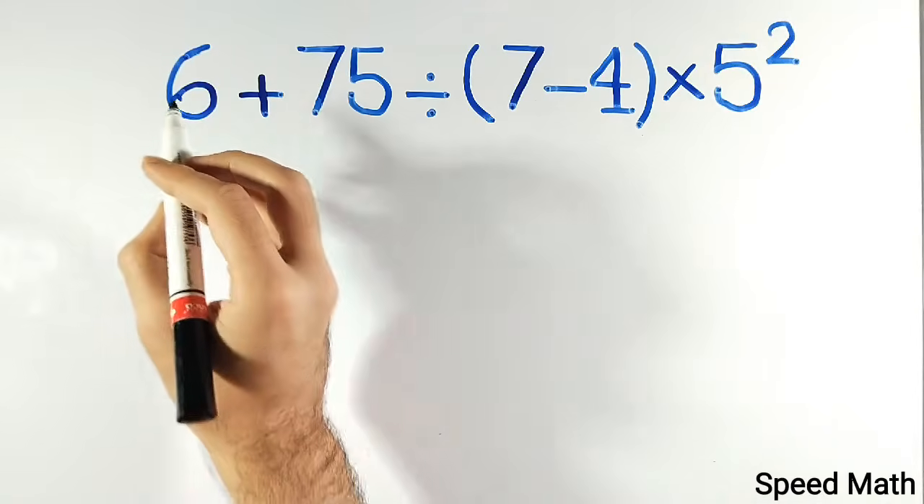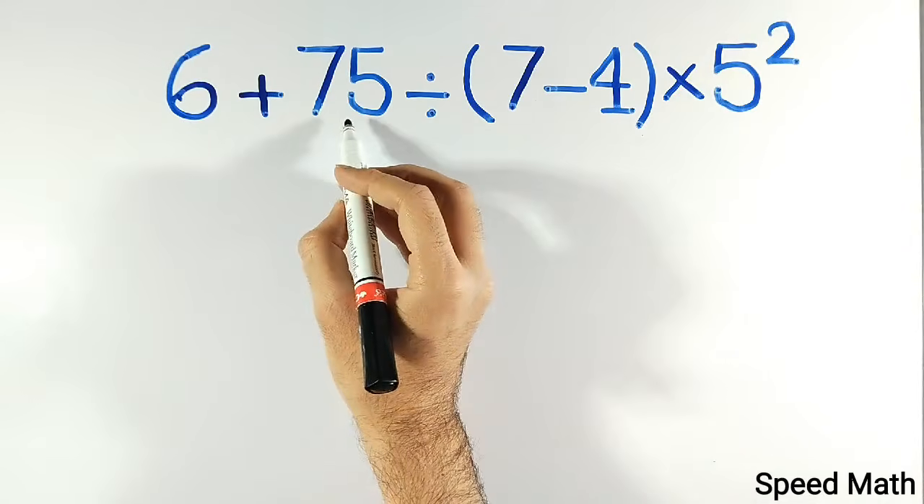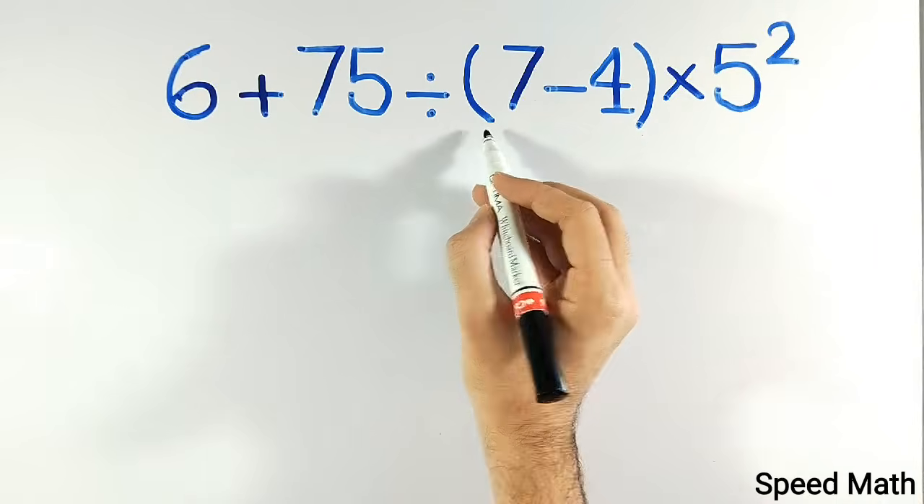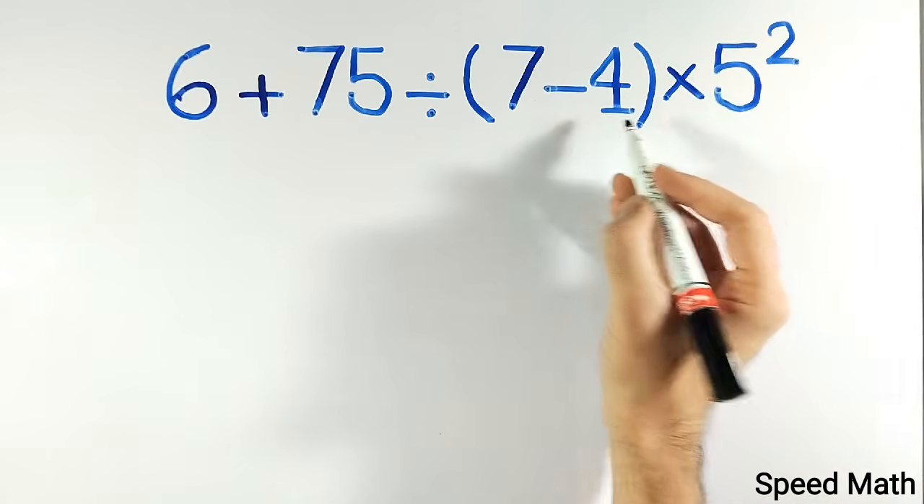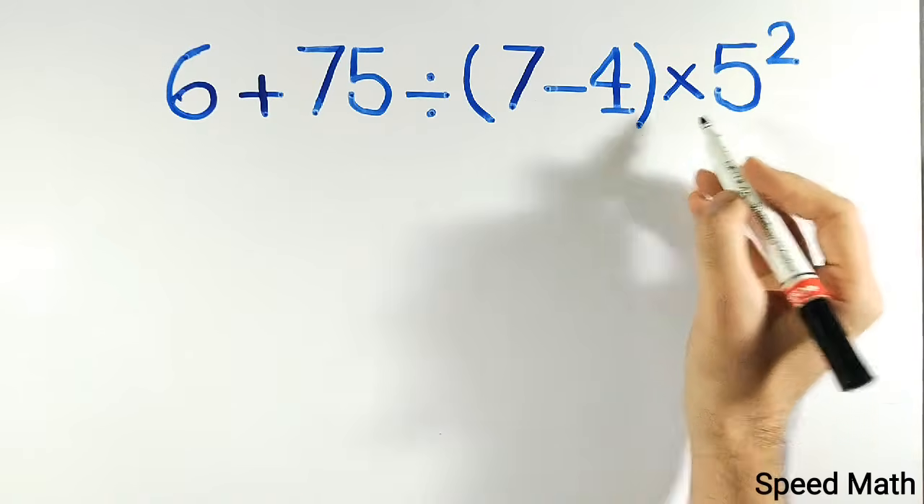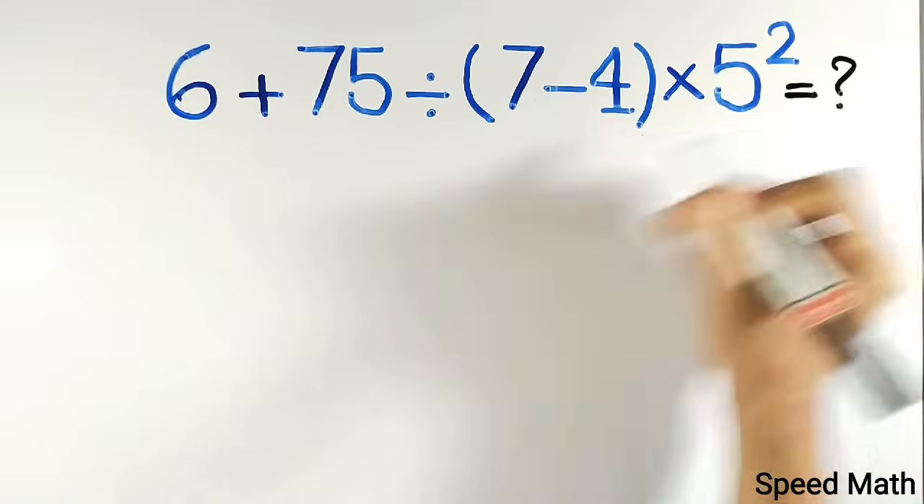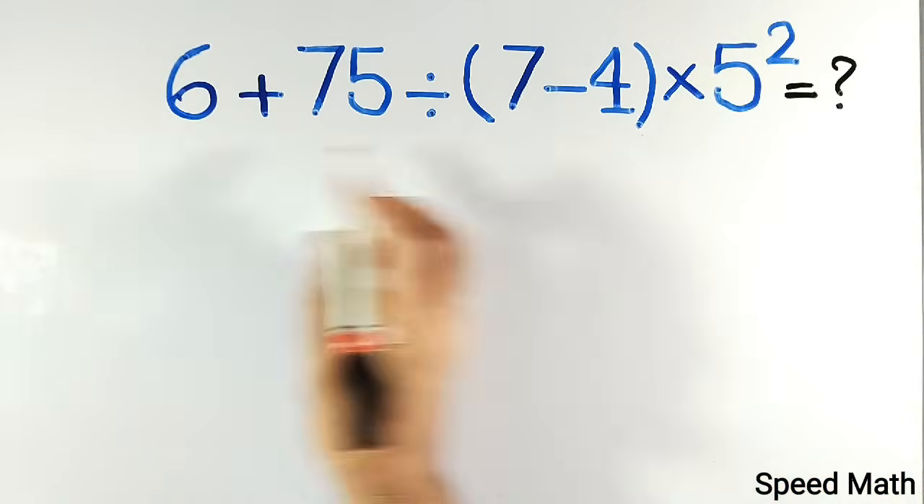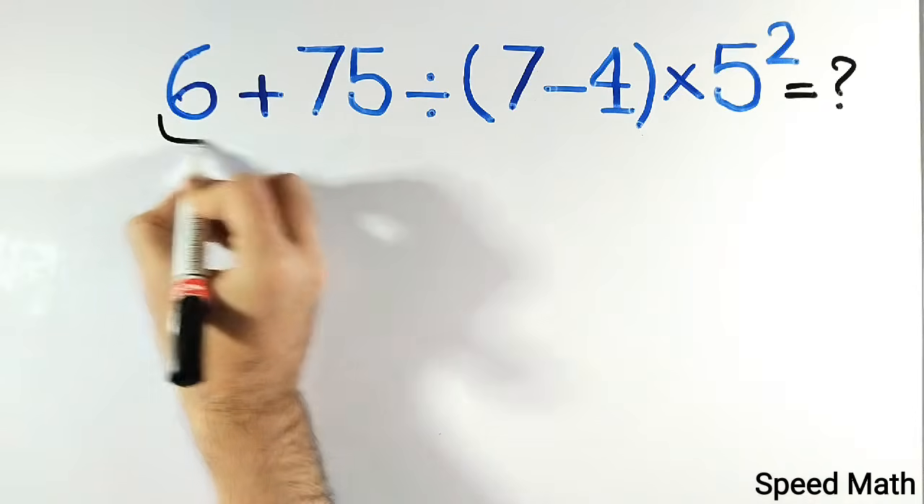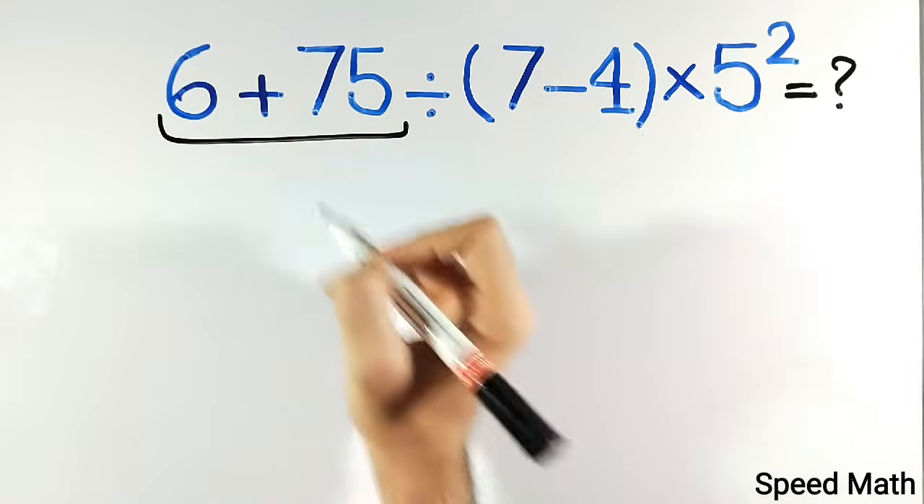If we have the expression 6 plus 75 divided by (7 minus 4) and multiplied by 5 squared, then what is the correct answer of this question? Many people, when solving this question, first go for the addition between 6 and 75.